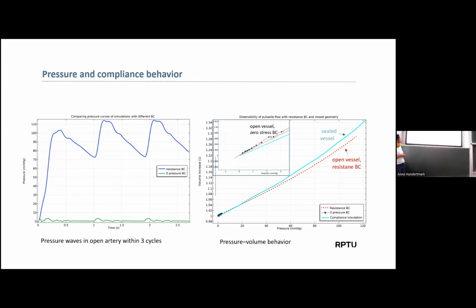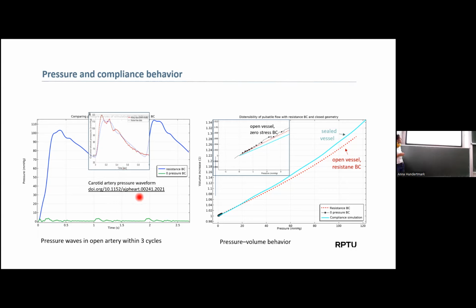Okay, and probably the last thing on this topic, we also evaluated some graphs. On the left-hand side, you see the temporal behavior of the pressure, so the pressure varies. The green curve is for the zero pressure or zero stress boundary condition, and here is for the resistance boundary condition. In the case of the resistance boundary condition, we even obtain very good agreement with some carotid artery pressure measurement published in this paper.